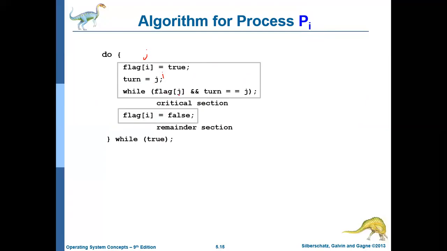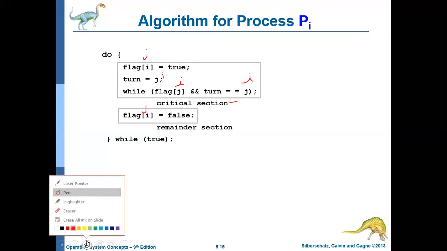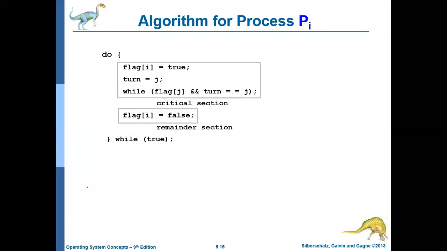While flag of i and turn equal to i. As long as flag of i is true and turn is equal to i, it will wait, because it lets i complete, so it will wait further. And then if this condition fails, it will enter the critical section. When it is coming out, it will make flag of j equal to false. So this is a very simple algorithm proposed by Peterson to solve the critical section problem, and it is a quite successful algorithm.